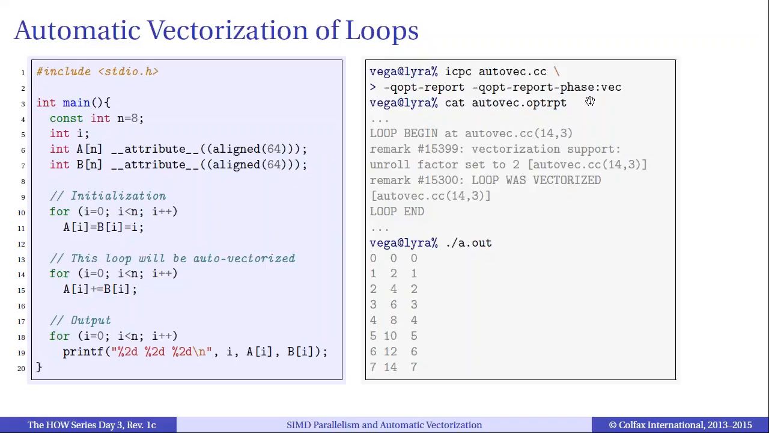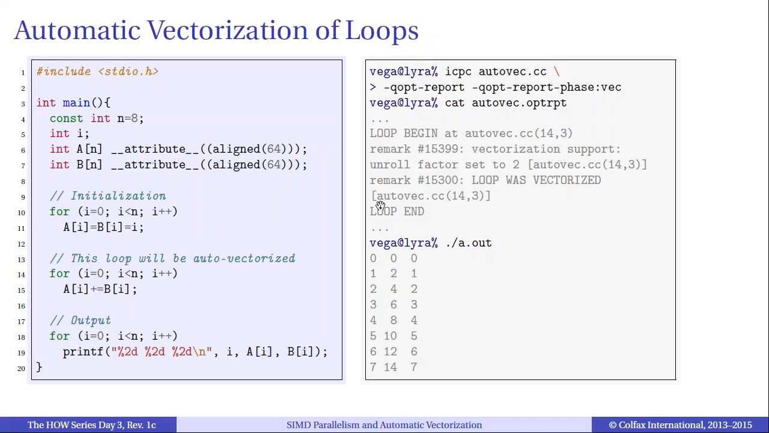The second argument that I'm using, qopt-report-phase=vec, is only needed if you want to clean up the report and only print information related specifically to vectorization. So this is optional. The one that you really need is qopt-report. Notice that if you were working with an older version of Intel compilers before, they used to have an argument vec-report. That argument was deprecated. Now we have to use qopt-report.